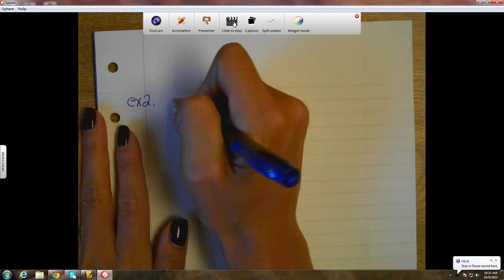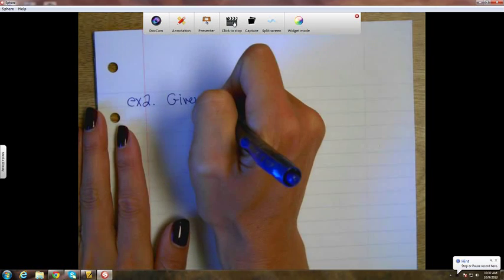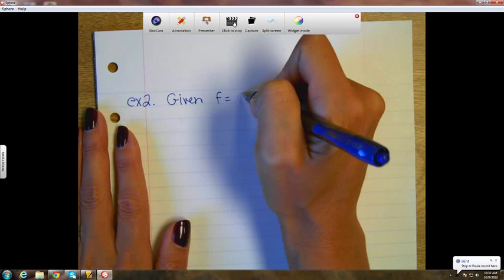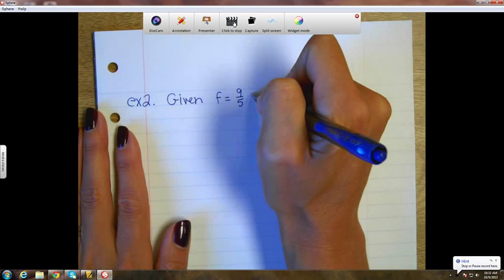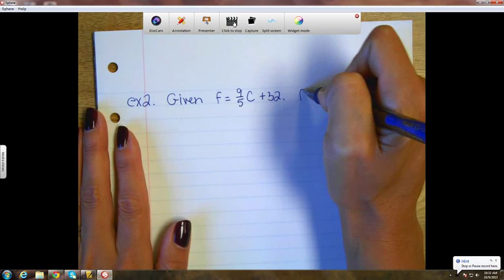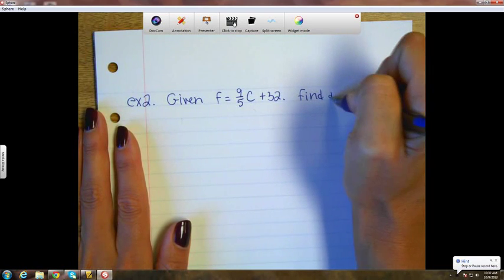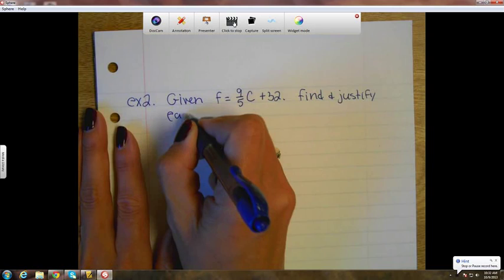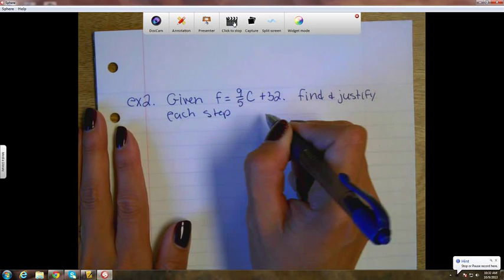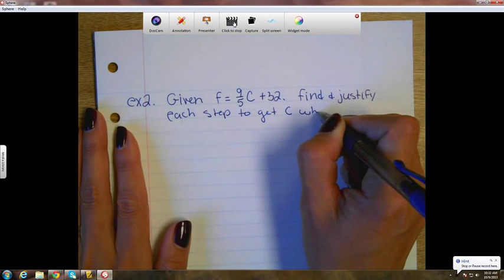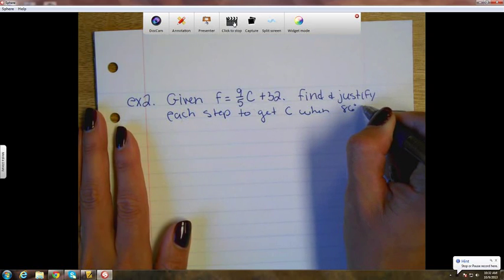Ideas yesterday, you're going to justify everything. So, given that the Fahrenheit Celsius conversion formula is Fahrenheit equals 9/5 times the Celsius temperature plus 32, can you find and justify each step to get the Celsius when it's 86 degrees Fahrenheit outside?